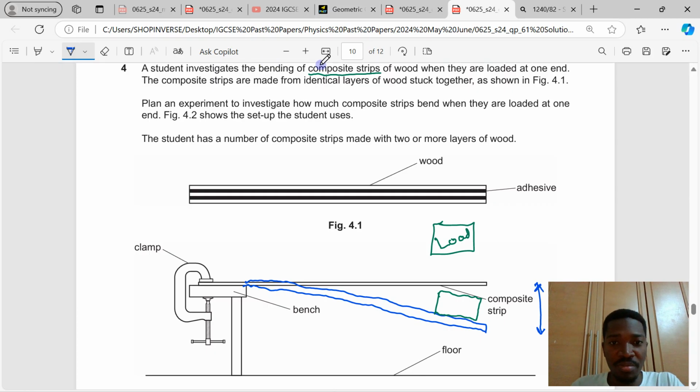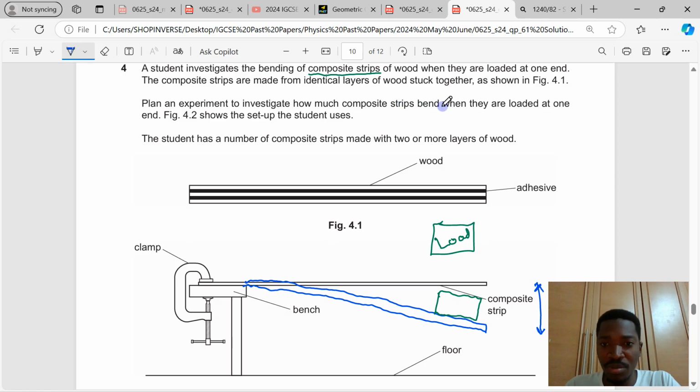The students investigate the bending of composite strips of wood when they are loaded at one end. The composite strips are made from identical layers of wood stuck together as shown in figure 4.1. Plan an experiment to investigate how much composite strips bend when they are loaded. How much? You want to investigate to what extent they bend when they are loaded at one end.